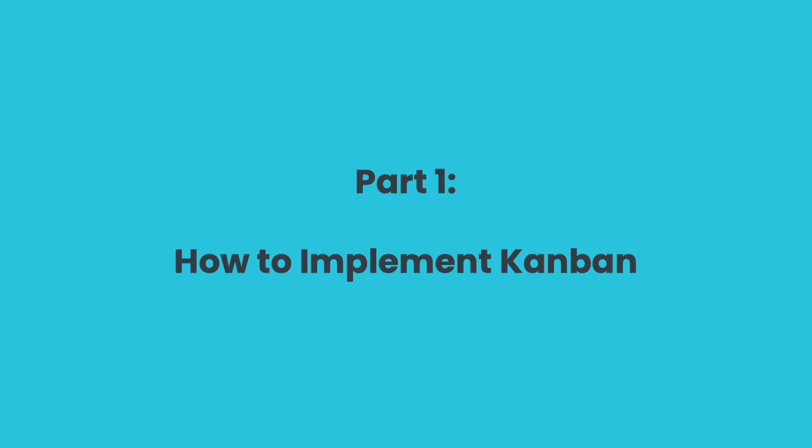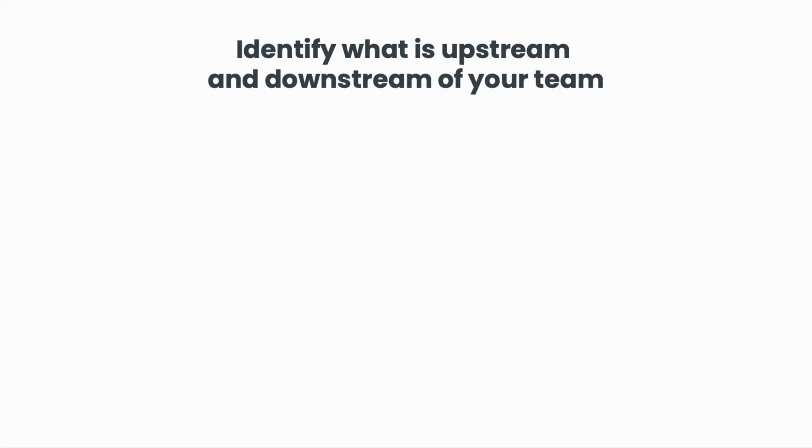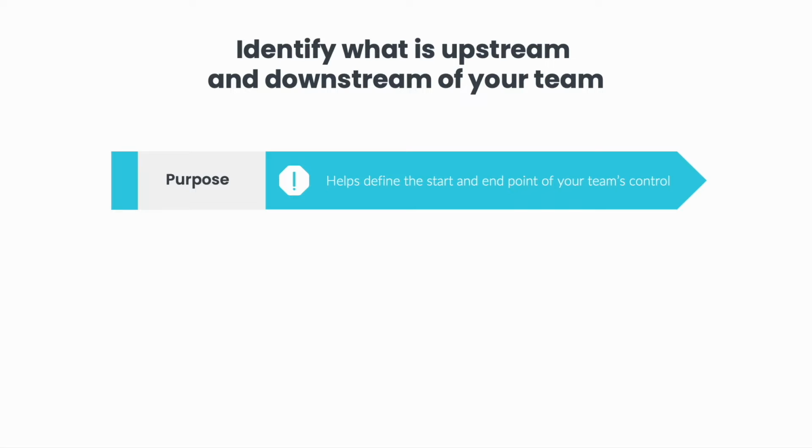Part 1. How to implement Kanban. We will start with identifying what is upstream and downstream of your team, even though you should focus on visualizing the workflow of your own team. The purpose of identifying what is upstream and downstream of your team helps define the start and end point of your control. You need to clarify with your team what work is under your team's control before you can visualize and define your own Kanban workflow.